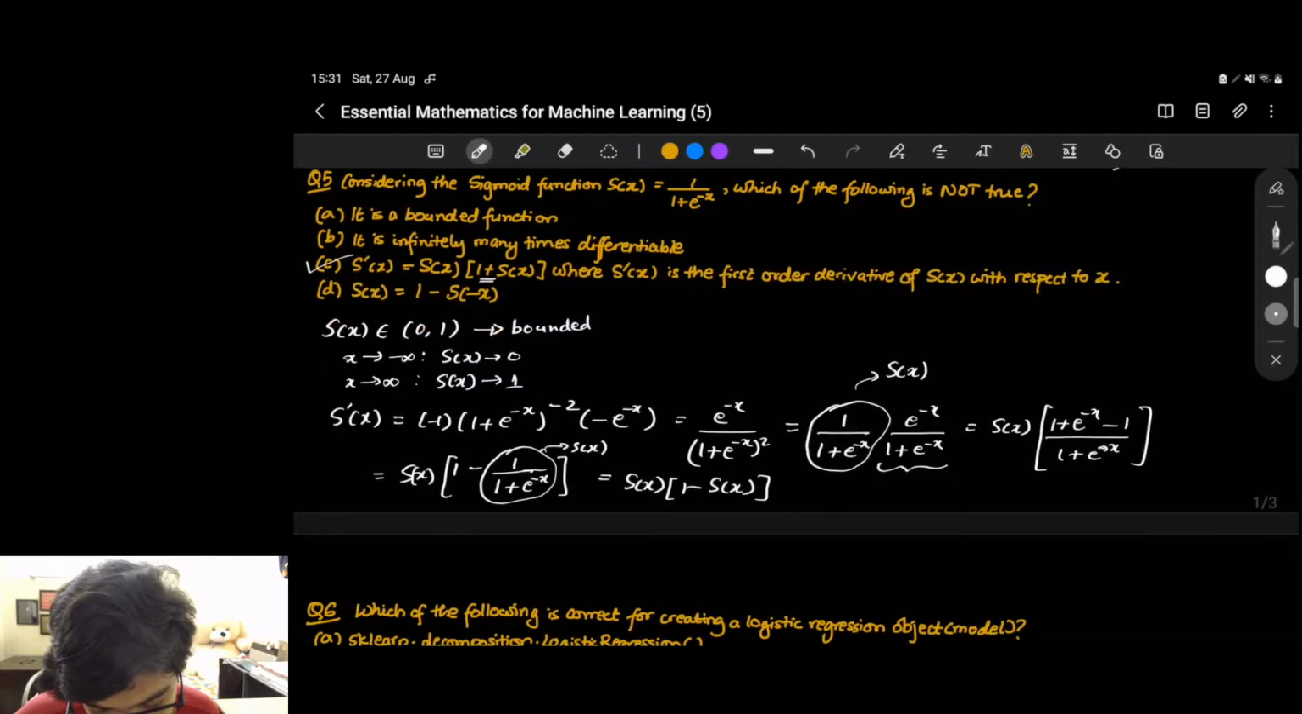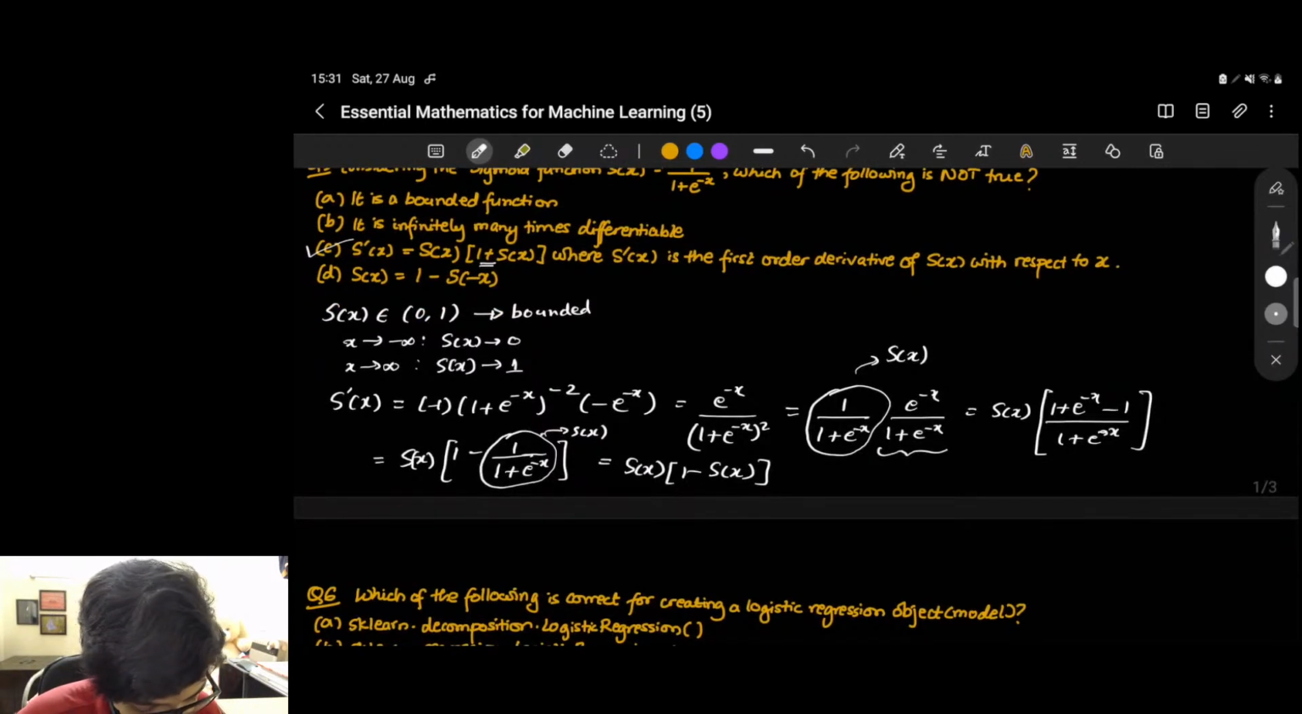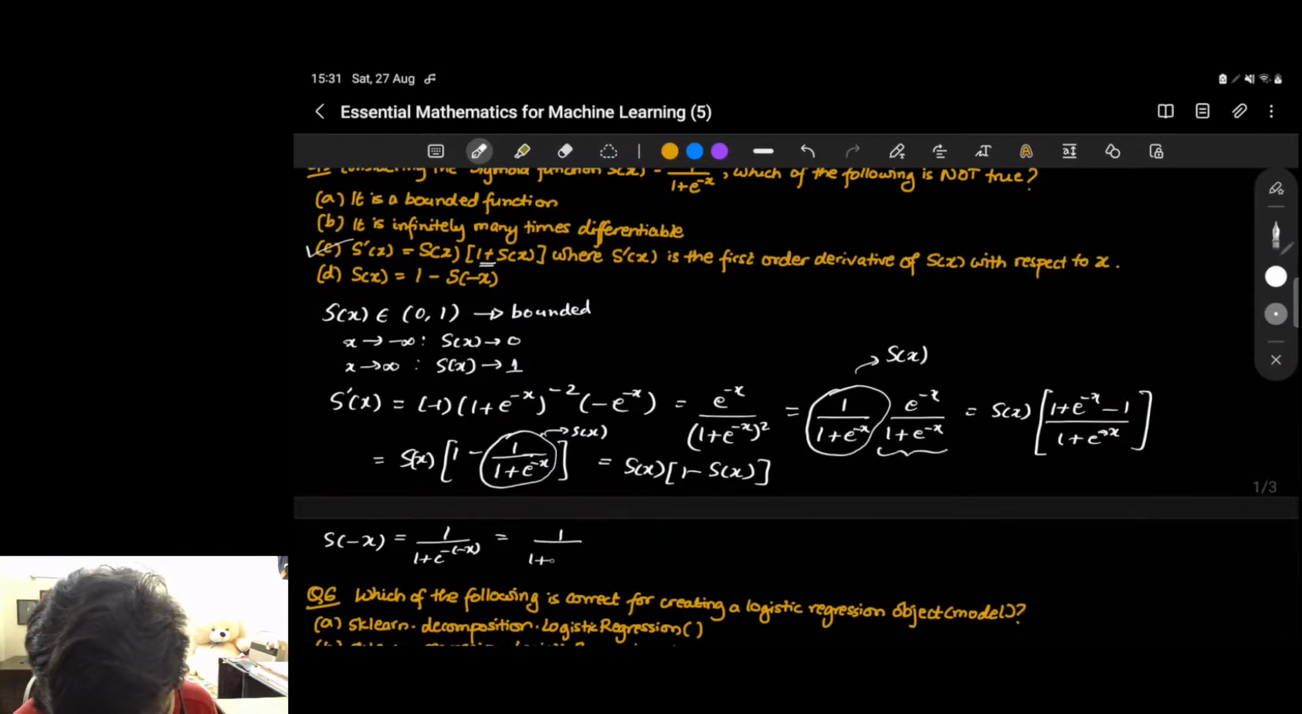And let us, for verification, see whether the last statement is true or not. So s of minus x would be e to the power minus of minus x, that is, e to the power positive of x. Now 1 minus s of minus x is the following.